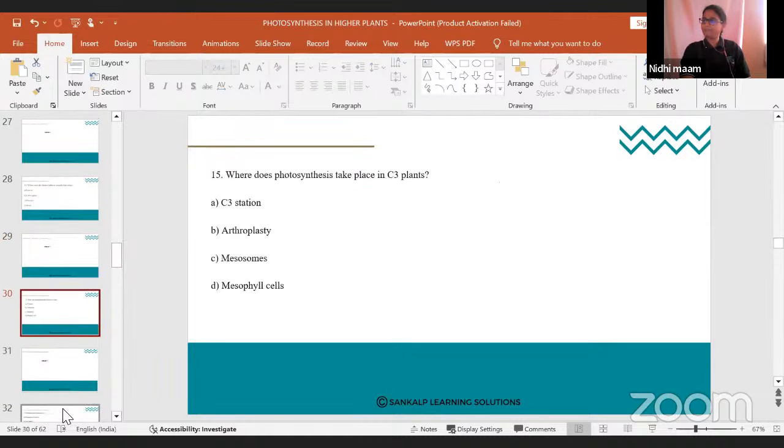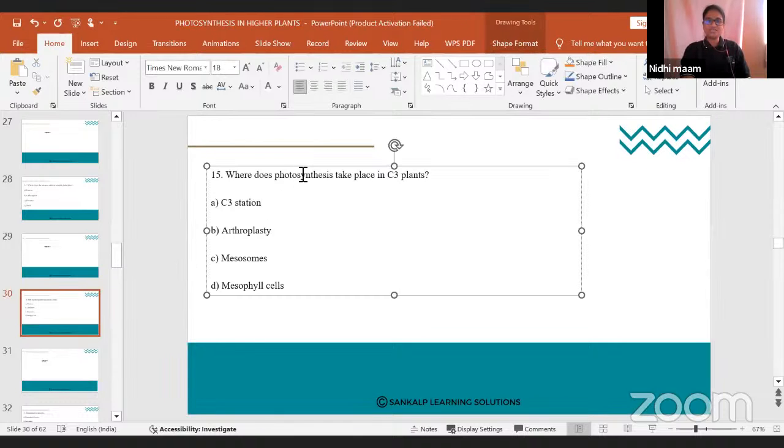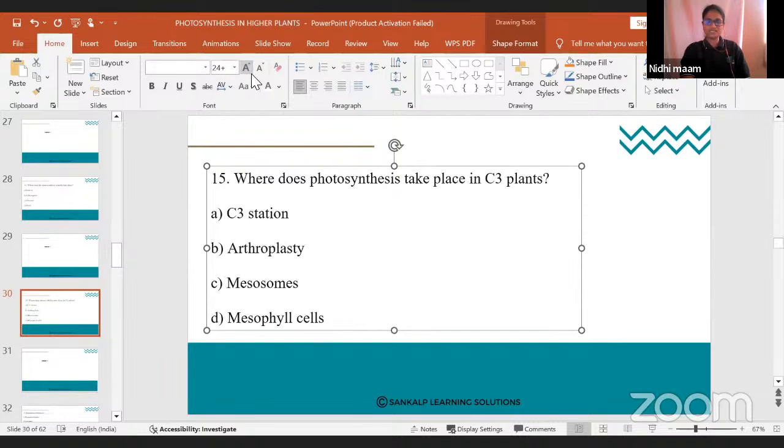Next question. Where does photosynthesis take place in C3 plants? A is C3 station, B is arthroplasty, C is mesosomes, D is mesophyll cells. Where does photosynthesis take place in C3 plants? Shashank answered it.